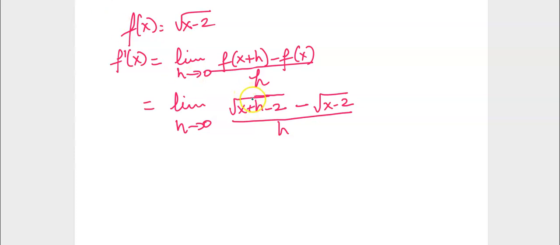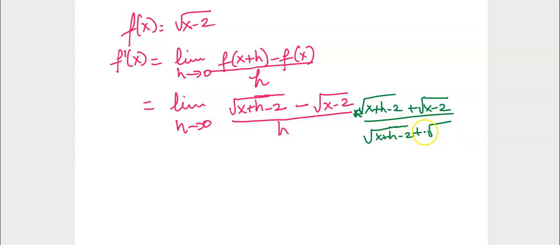Since you see irrational expressions in the numerator, let's rationalize by multiplying and dividing by the conjugate of this numerator expression. Conjugate means you have the same terms, but the sign in the middle is changed. So you have to multiply and divide by square root of x plus h minus 2 plus square root of x minus 2. What is the reason for doing this?